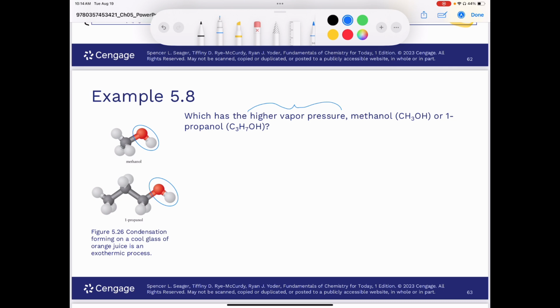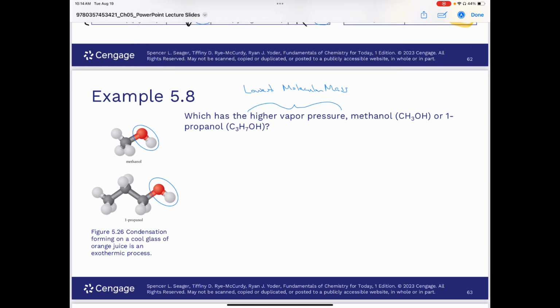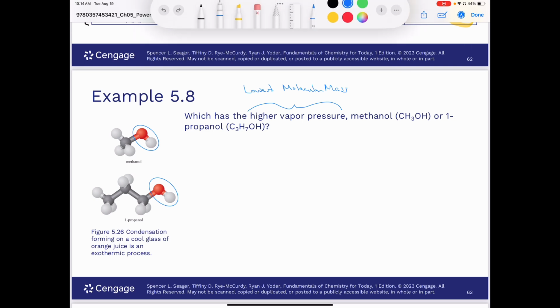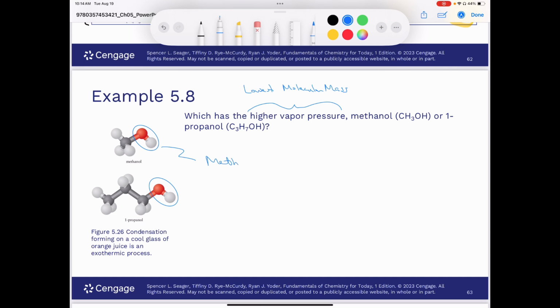It's going to be the one with the lowest atomic mass, or lowest molecular mass. Obviously this compound, the methanol, is smaller than the propanol. So the answer is going to be methanol, since it has less London forces. They both have hydrogen bonding, but since the methanol is a smaller molecule, its London forces are going to be less, and therefore it's going to evaporate faster. It's going to have a higher vapor pressure.